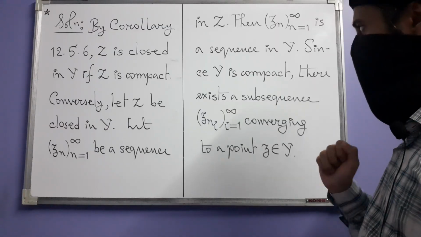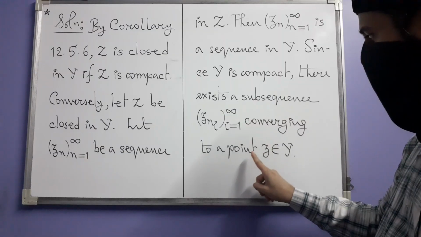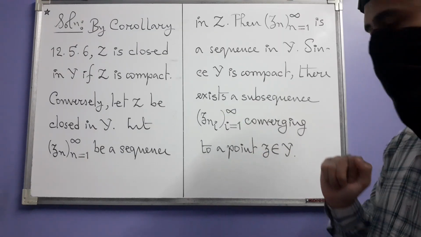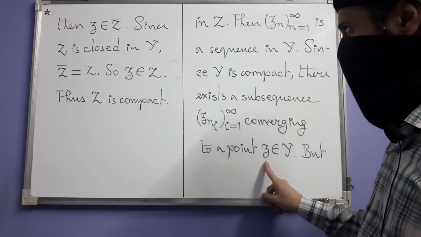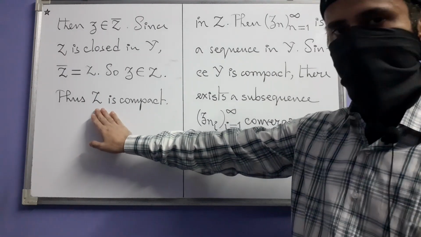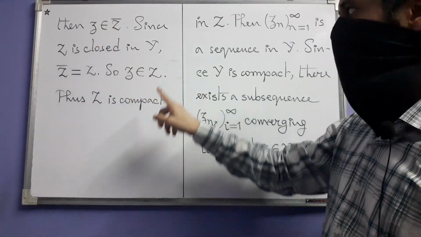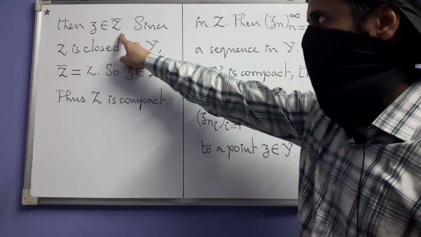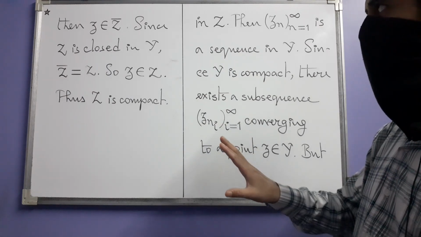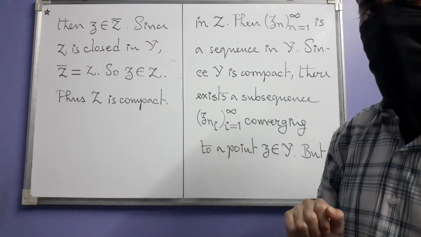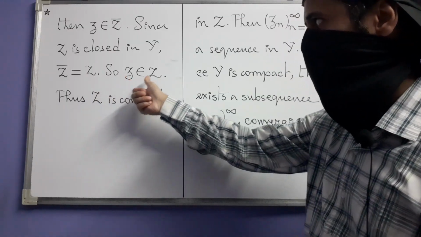So by the definition of compactness, this sequence will have a subsequence which will converge to some point z in Y. But then by a previous result, the point z becomes an adherent point of the set Z. In other words, it belongs to the closure of Z. This closure has been calculated by considering Z as a subspace of Y. But anyway, what else is given to us? That Z is closed in Y. So this closure is nothing but Z itself. So that's how the point z belongs to Z.